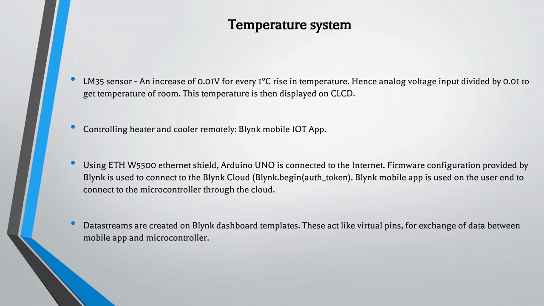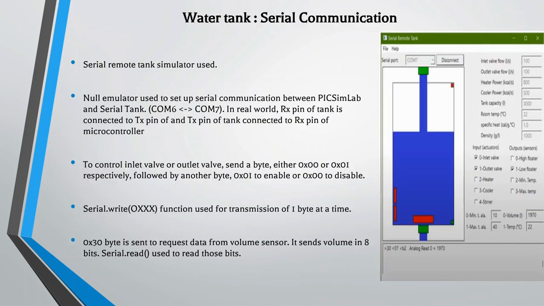Blynk mobile IoT app. Using the W5100 Ethernet shield, the Arduino Uno is connected to the internet. Firmware configuration provided by Blynk is used to connect to the Blynk cloud. The Blynk mobile app is used to connect the user end-to-end to the microcontroller through the cloud. Data streams are created on Blynk dashboard templates. These act as virtual pins for exchange of data between the mobile app and the controller.